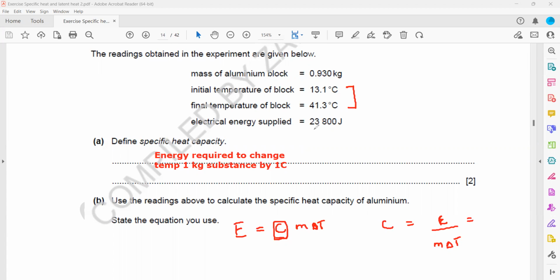The energy which we supplied, that is 23,800. The mass is 0.93. And temperature change is always the final, the higher temperature minus the smaller value. So it is 41.3 minus 13.1. So when we simplify, substituting the values, this will give us the value for specific heat capacity for a block of aluminium.